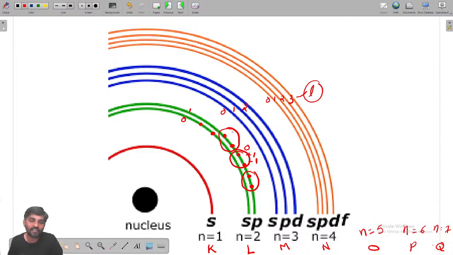Then how do we differentiate them? For these 2, one is plus 1 by 2 and the other is minus 1 by 2. Again, this is plus 1 by 2 and this is minus 1 by 2. And again, this is plus 1 by 2 and this is minus 1 by 2.